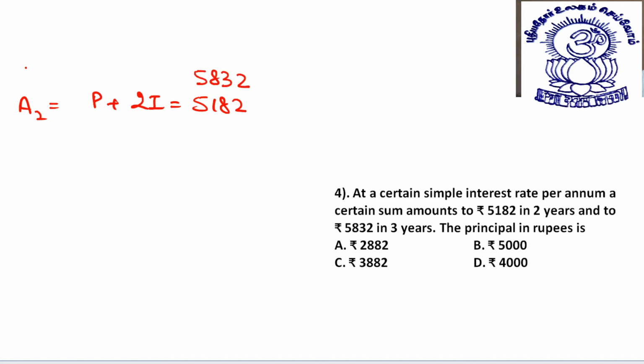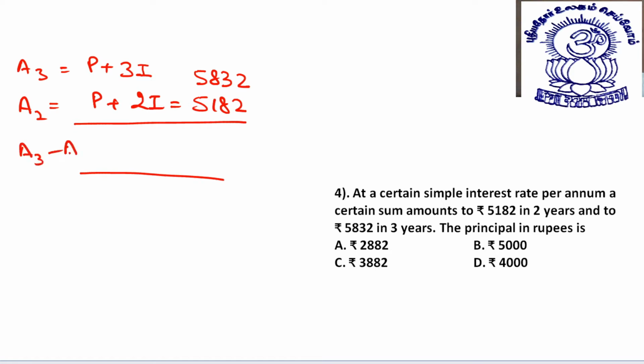5832 in 3 years. That is A3. This is equal to P plus 3I. So easy. If I do A3 minus A2, what I'll be getting? I will be getting interest for 1 year. 83 minus 20 is 63. 63 plus 2 is 65. So this interest is 650.